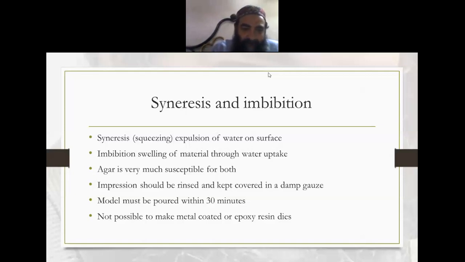The model must be poured within 30 minutes. And again, it is not possible to make metal coated or epoxy resin dyes. This will be discussed in another chapter, why we have to make metal coating or epoxy resin dyes, when we study dyes and models, especially gypsum products and other materials.